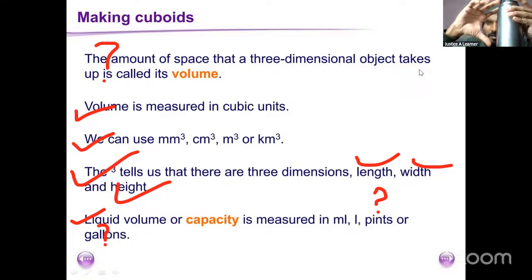So I will fill this water from here to here. So I'll just find the volume. I will fill this water, and the water that much can be kept into this bottle would be the volume of this bottle. Did you understand now?